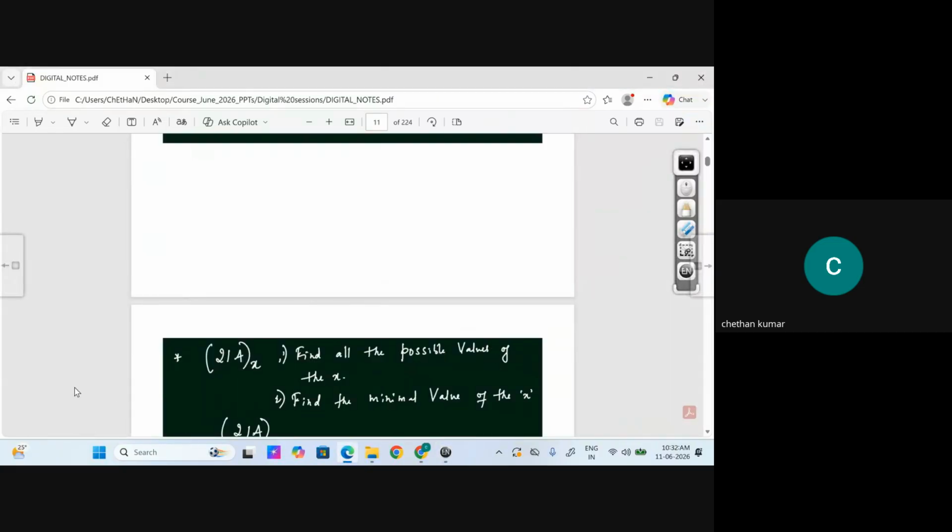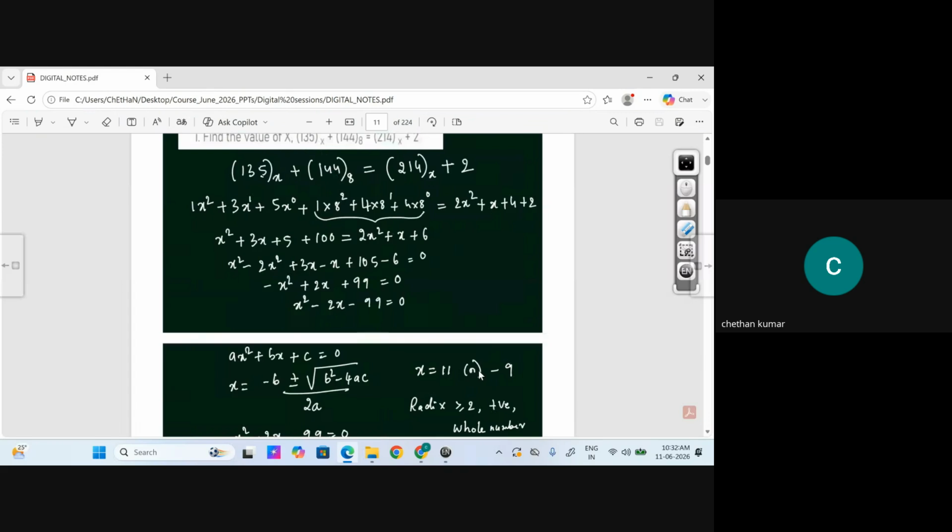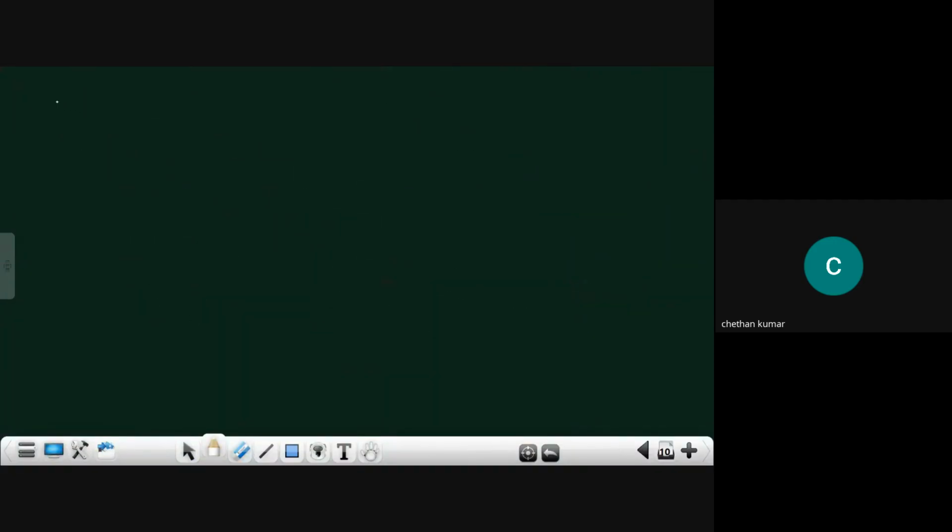So let me give another example. Okay, can you solve this number? What is my number? Let us take: find the value of X. The next question is to find the value of X.